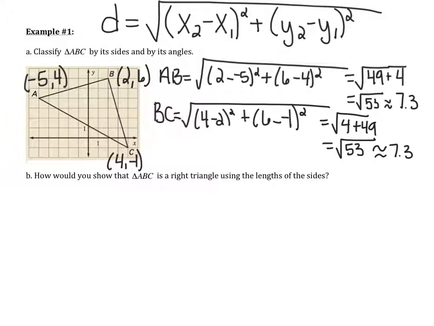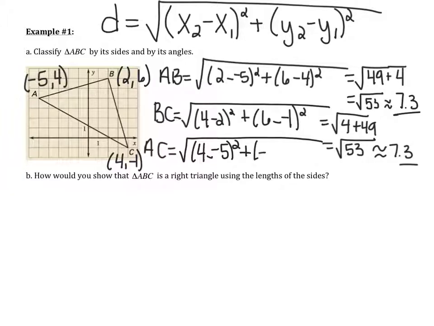So far we know that this is at least an isosceles triangle, since we have two sides that are congruent. Let's finally find the distance between A and C. So again, let's give ourselves a nice big square root. Let's start with the 4 minus -5 squared plus -1 minus 4 squared.